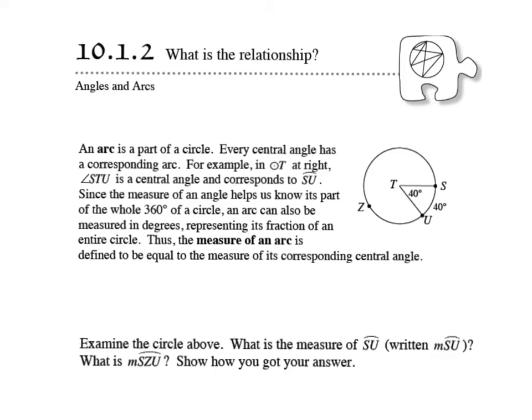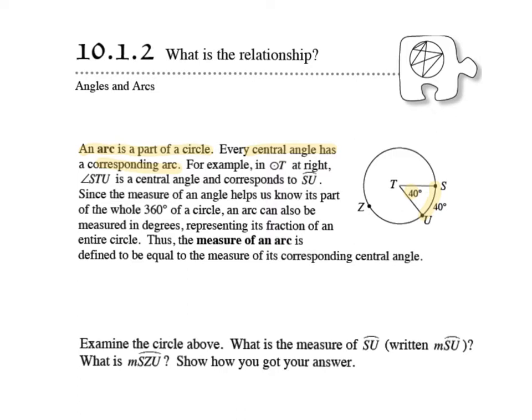Welcome to lesson 10.1.2 on arcs and angles in a circle. An arc is a part of a circle. Every central angle has a corresponding arc. For example, this is my central angle here, and its corresponding arc is SU.